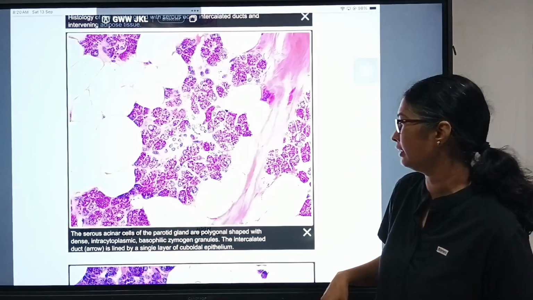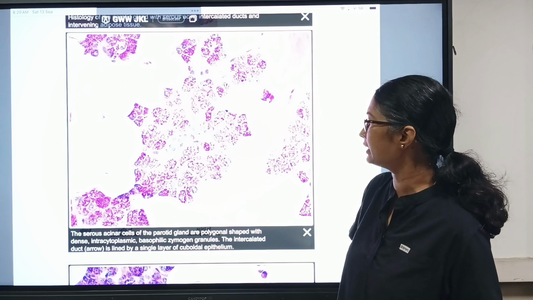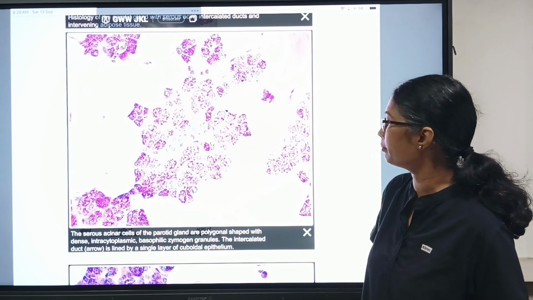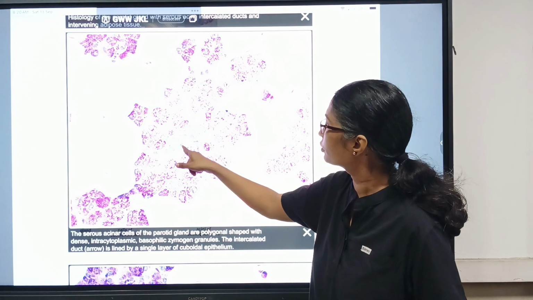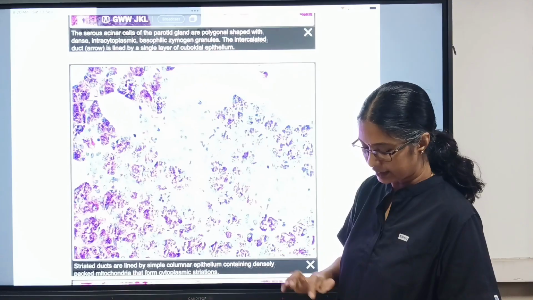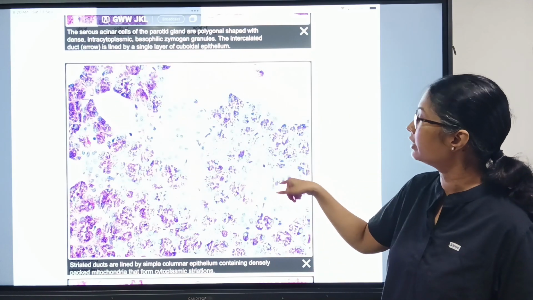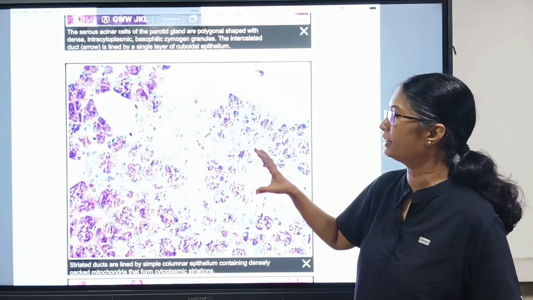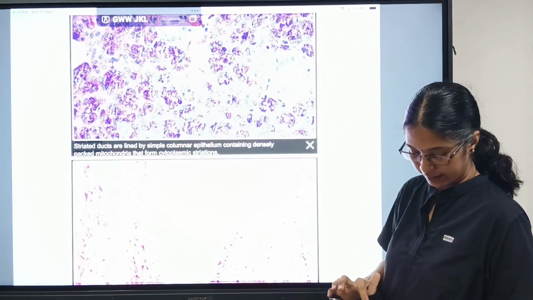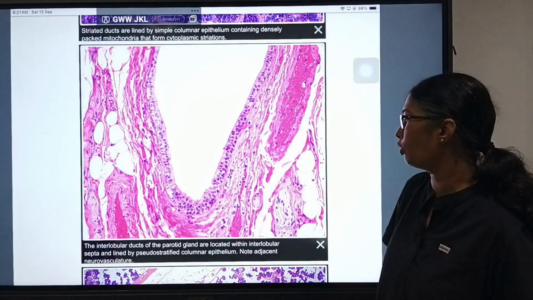And here we can see the serous acinar cells of the parotid gland, which are polygonal in shape with dense intracytoplasmic basophilic zymogen granules, and the intercalated duct is lined by a single layer of cuboidal epithelium. So this is the intercalated duct with a single layer of cuboidal epithelium. And when we see the striated ducts, we can see the small striations in the ducts, which are the feature of the striated duct, differentiating it from the intercalated ducts. And this one is the main duct, the interlobular duct.